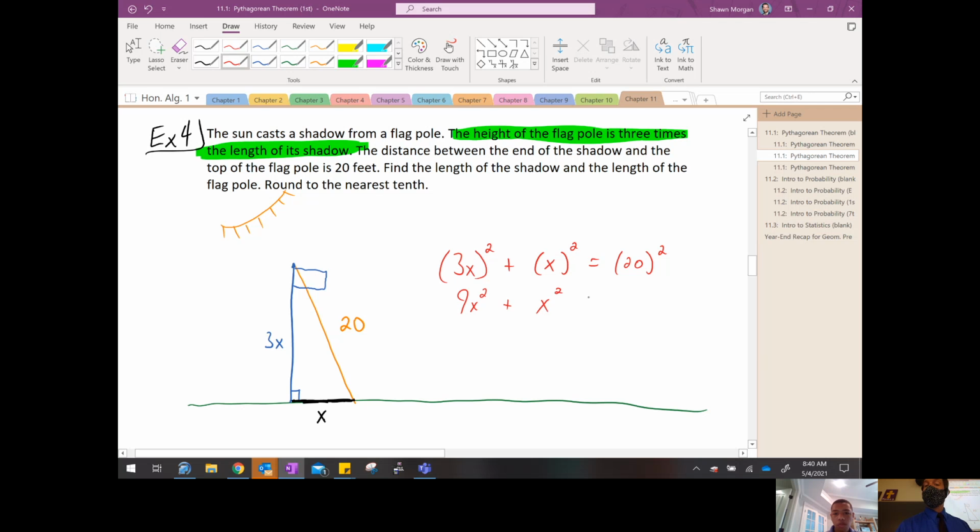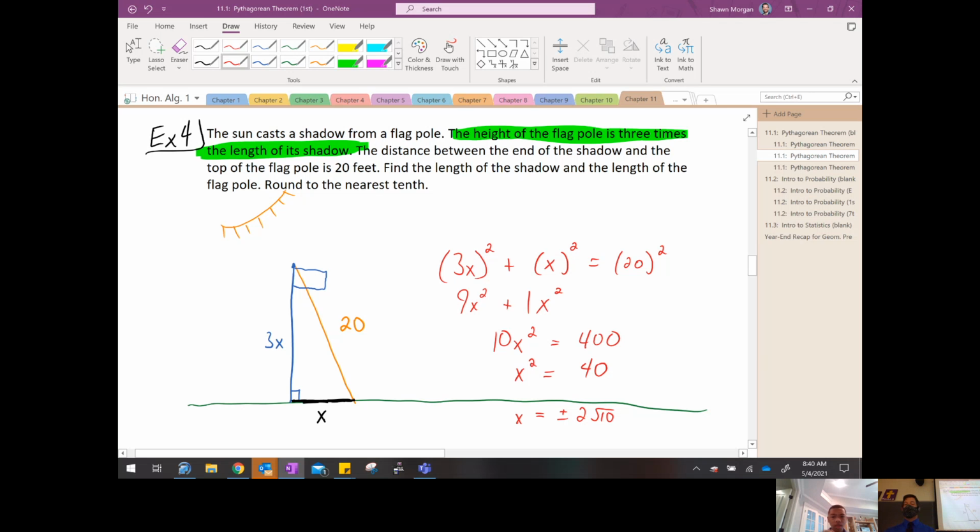Pardon me? I liked the 9. I think he said 9x maybe. So anyway, this makes what? 10x squared. And we got 400. So divide by 10. x squared equals 40. And so x equals plus or minus 2 square root of 10.